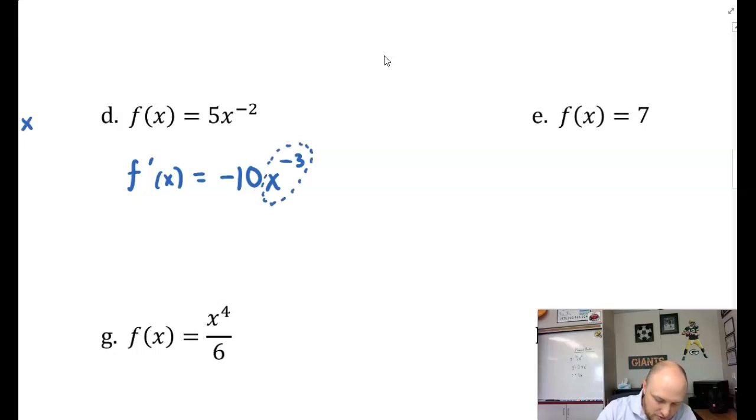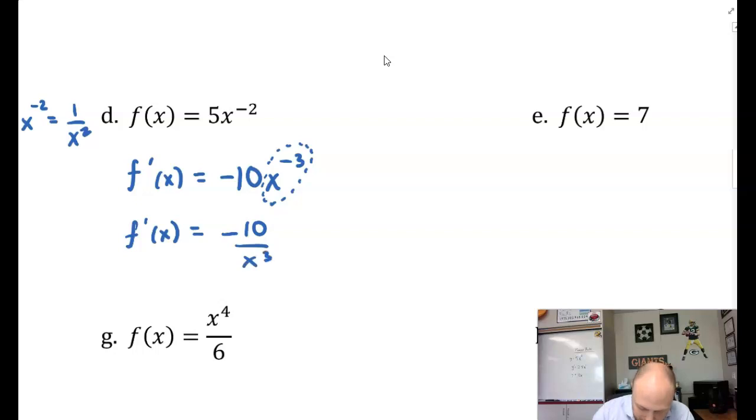And just to refresh your memory, x to the power of negative 2 is 1 over x squared. If you have a negative exponent, it's going to move either from the numerator to the denominator, or if it's negative in the denominator, it will move up into the numerator and the power just becomes positive. And here's an example. This would become negative 10 over x cubed.